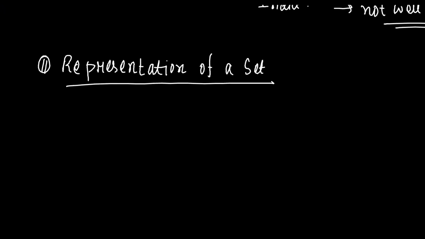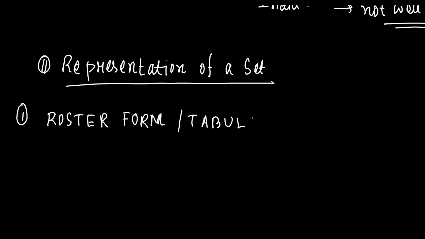So there are two types of representation. The first one is the roster form, or it is called the tabular form.